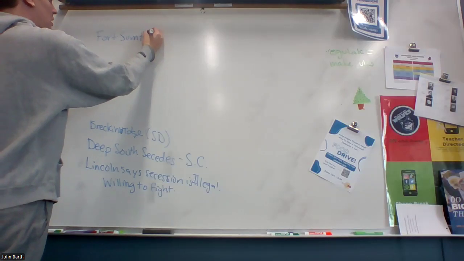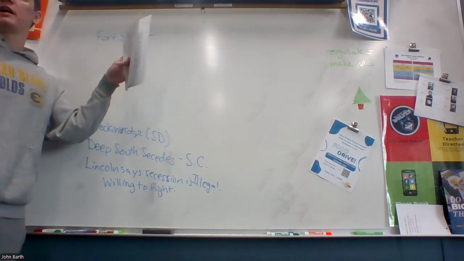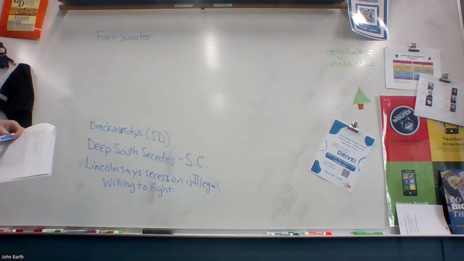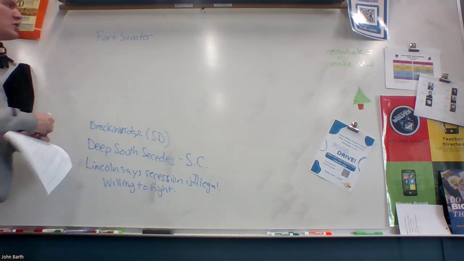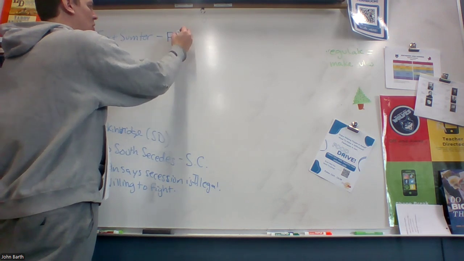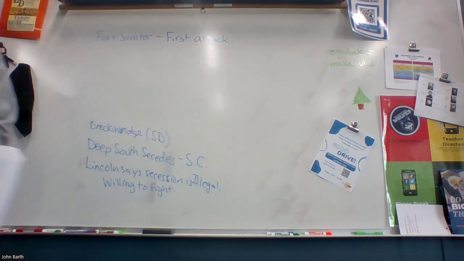So we're sending a bunch of supplies, not weapons, supplies to our U.S. Army base in Fort Sumter, located right outside the harbor of Charleston, South Carolina. And the Southern soldiers begin to attack by shooting cannons at it. This is the first battle, or first attack. No one dies in the battle except for a horse.